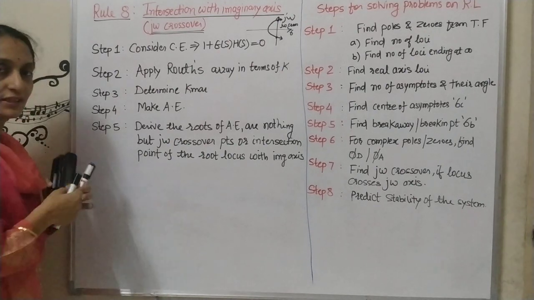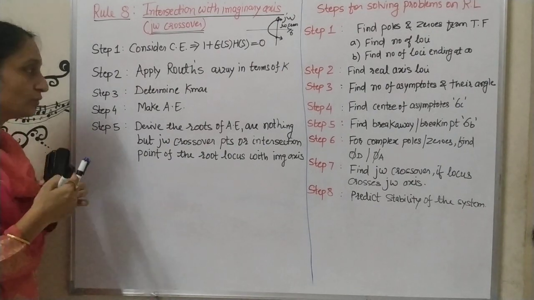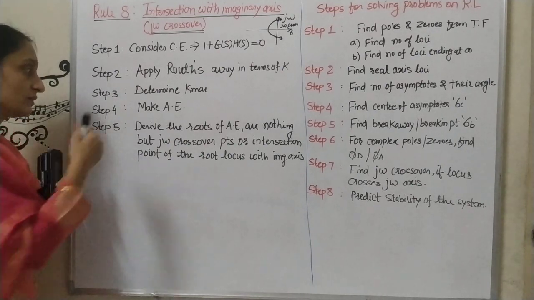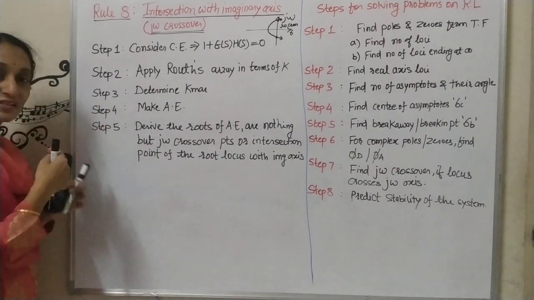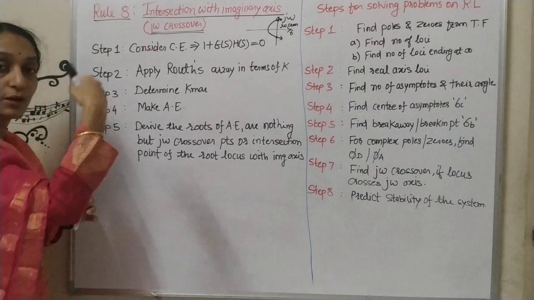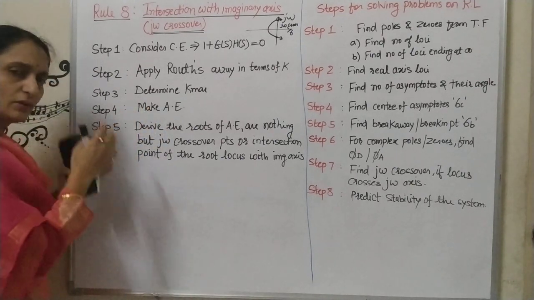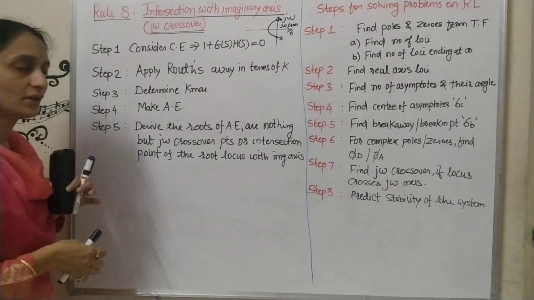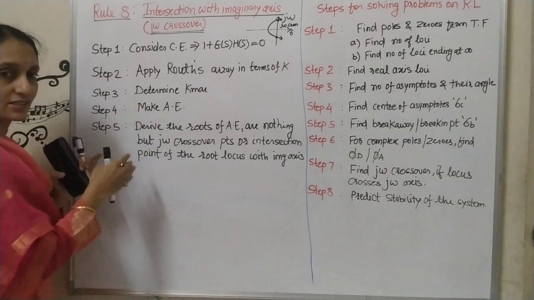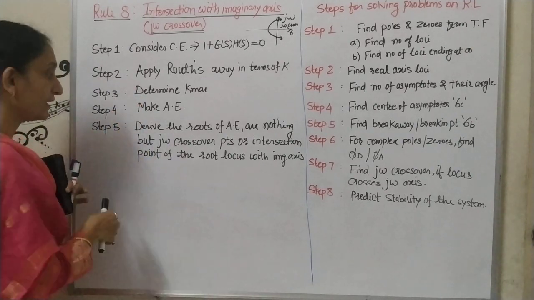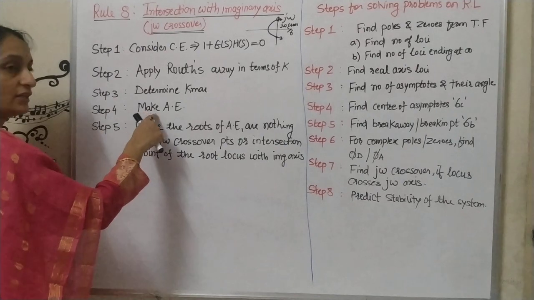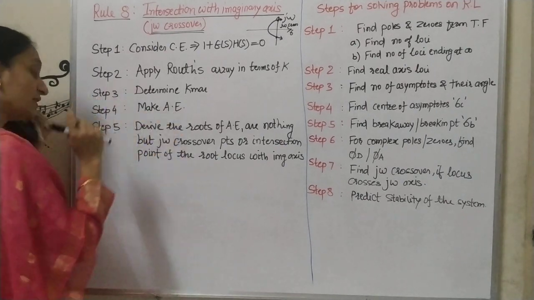Let's assume suppose that any row is 0, then we know that we calculate the auxiliary equation from the row just above that 0th row. So the same step is here. This step will be more clear when we solve numericals, but this is exactly the same as what we have solved in stability analysis. Then we have to make the auxiliary equation.